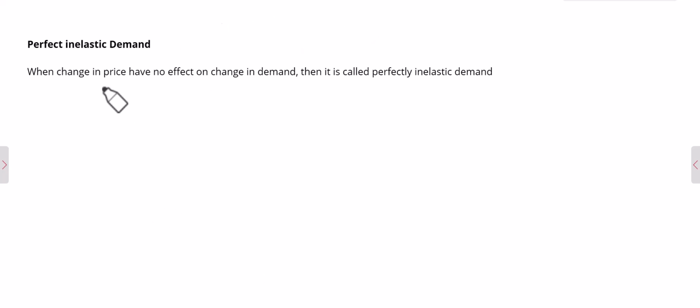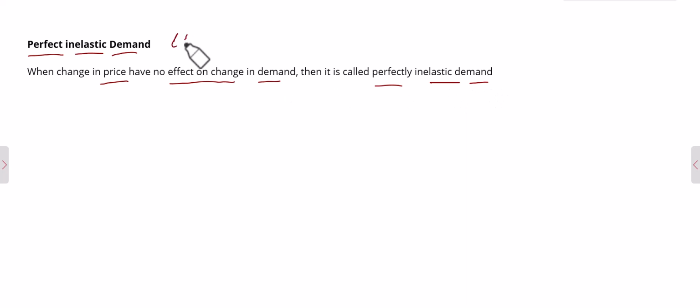In today's lecture, we are going to discuss what is meant by perfect inelastic demand. In our previous lecture, we discussed inelastic demand, and today we are going to discuss what is meant by perfect inelastic demand. Basically, perfect inelastic demand occurs or exists when a change in price has no effect on the change in demand. So then it is called perfectly inelastic demand.